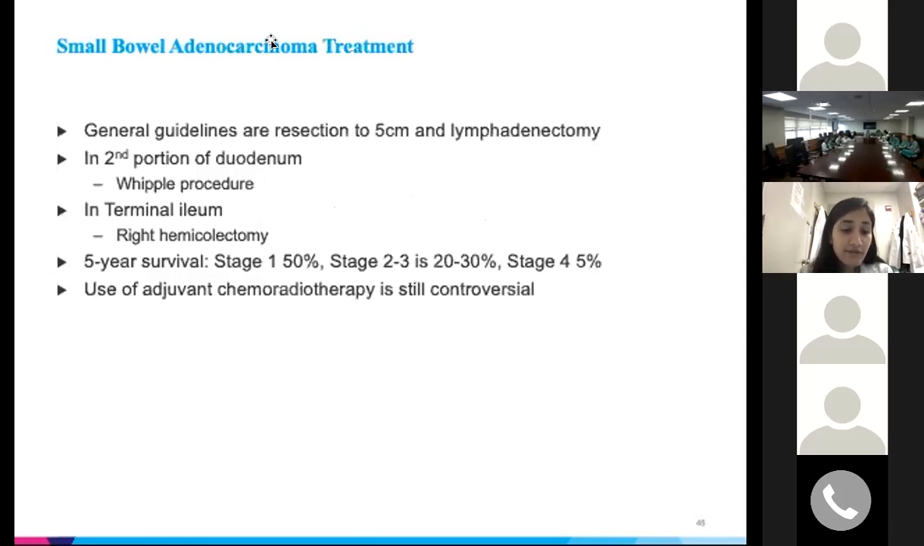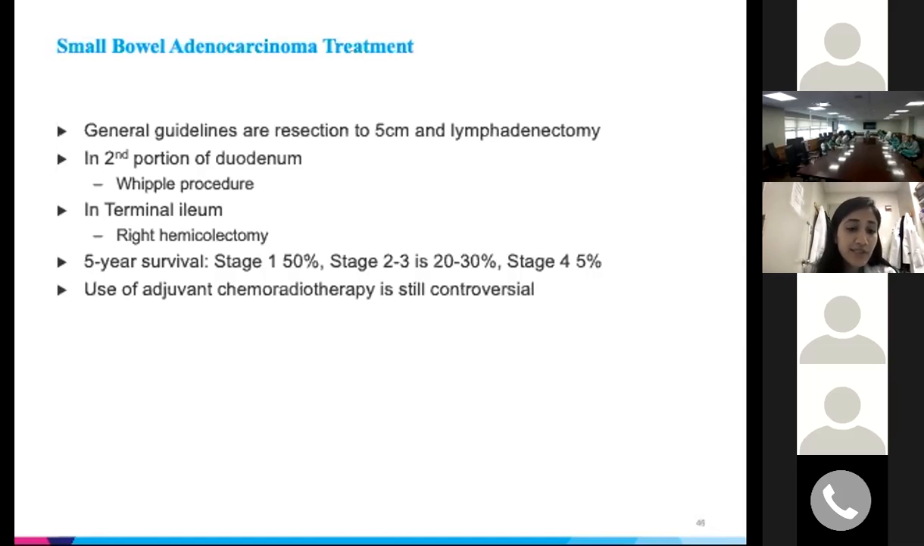In terms of treatment for small bowel adenocarcinoma, the goal for surgical resection is complete resection with negative margins and a lymphadenectomy, so at least 10 lymph nodes. You want your resection margins to be about 5 centimeters distally and proximally. In the second portion of the duodenum, you may require pancreaticoduodenectomy depending on the location of the lesion. And if the lesion is in the terminal ileum, then you would require a right hemicolectomy.